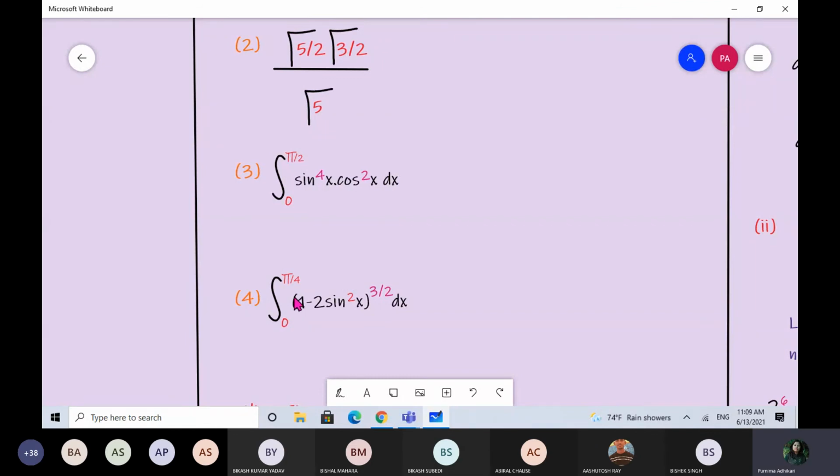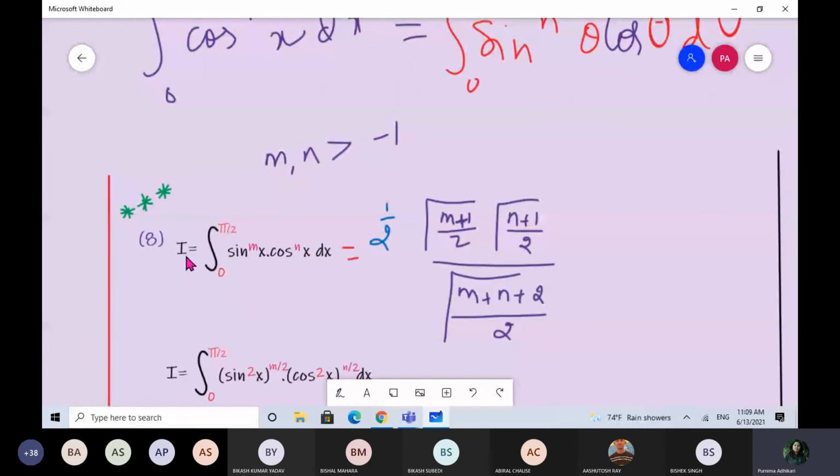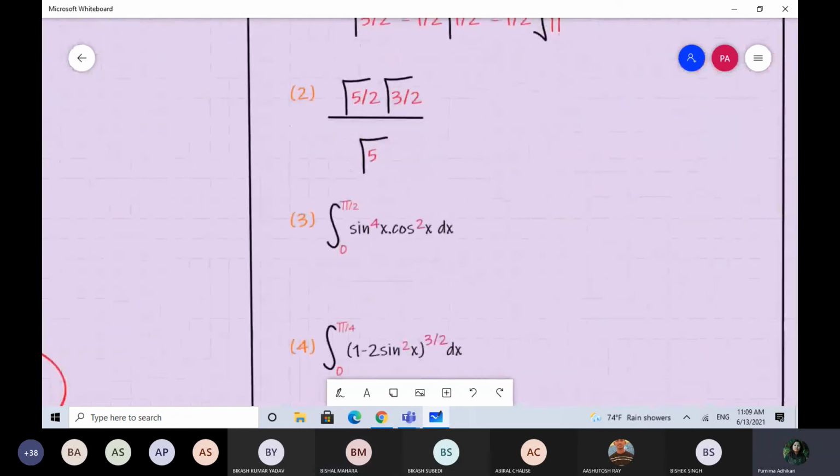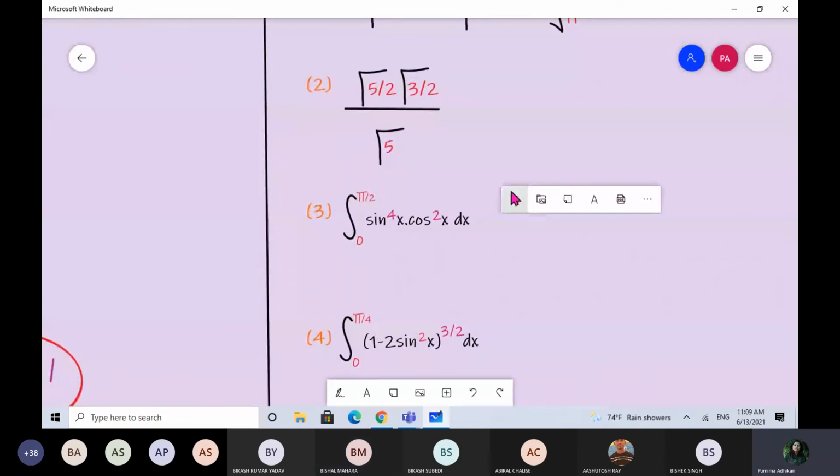Your question is 0 to pi by 4 and your function is 1 minus 2 sine square x whole power 3/2. So what do you think we are going to do in this case? Now you see it's not exactly in your property number 8 form. You have no choice. Here also we will be using property number 8. But how? How are we going to make it equivalent to property number 8?